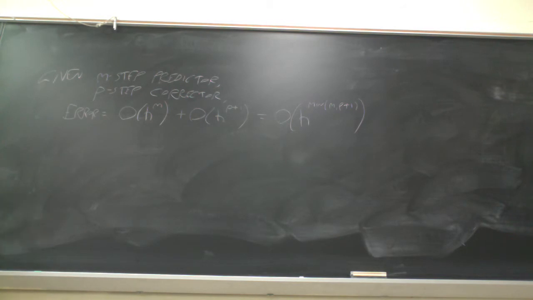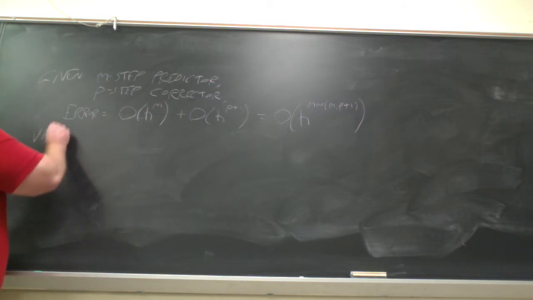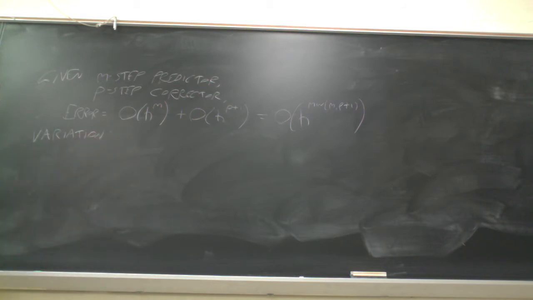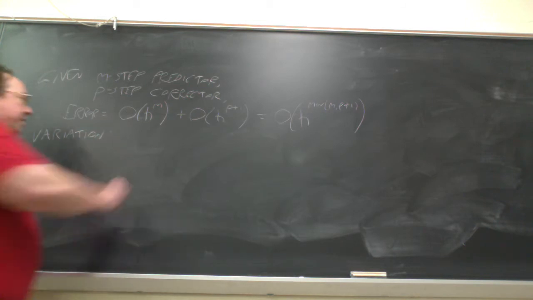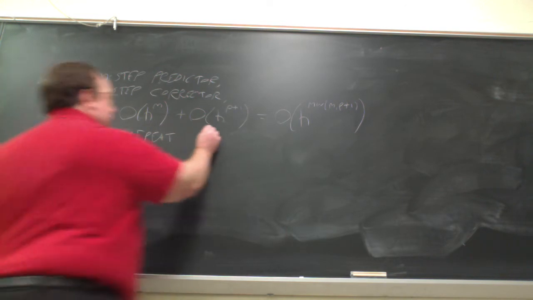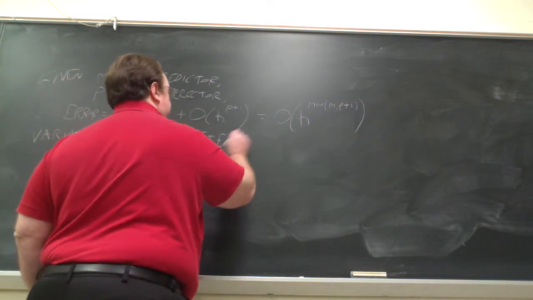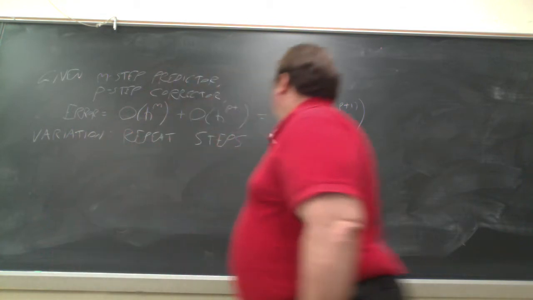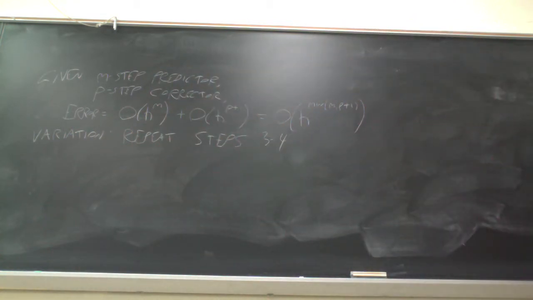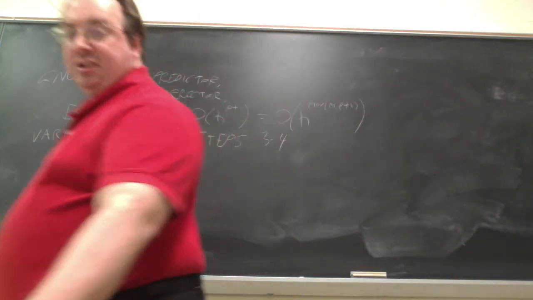But here's one variation, and that is after the initial prediction and correction, you repeat steps 3 and 4. You take your fn plus 1, you use that in your corrector again, and update yn plus 1. So basically, you're performing an iteration, a fixed point iteration.